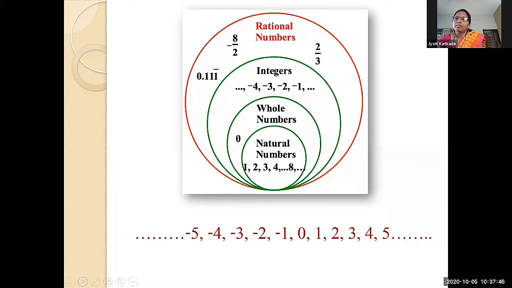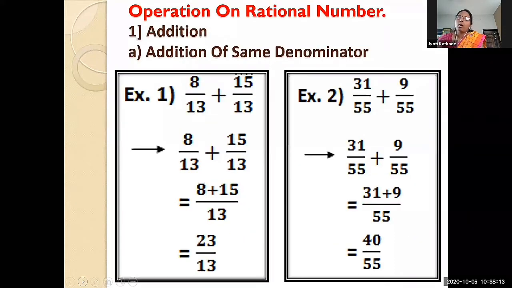Now, last one: all natural numbers, all whole numbers and all integers are included in rational numbers. Means from this figure, we can say that all natural numbers, all whole numbers and all integers are included in rational numbers. Now see the next slide. I think all of you got the types of numbers.